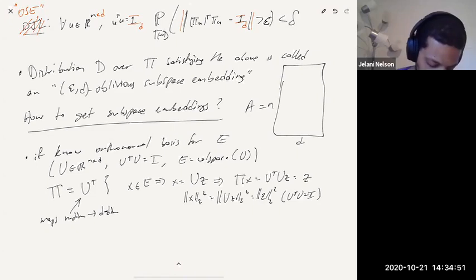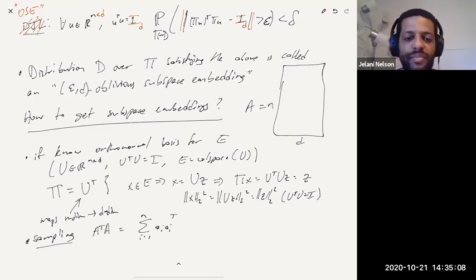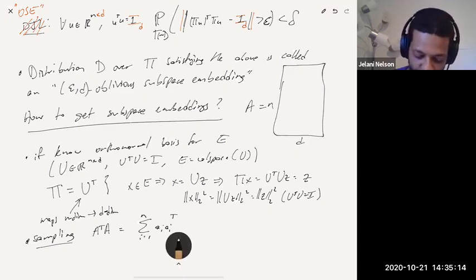You can do sampling. That's another thing you could hope to do. Again, A transpose A is equal to the sum over all i from 1 to n of a_i a_i transpose. Now here, I guess I'm going back to my old ways where the a_i are actually the rows, not the columns. Sorry about the mass confusion.